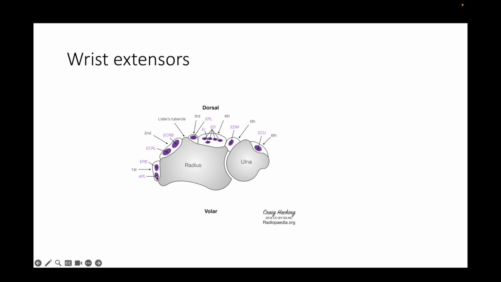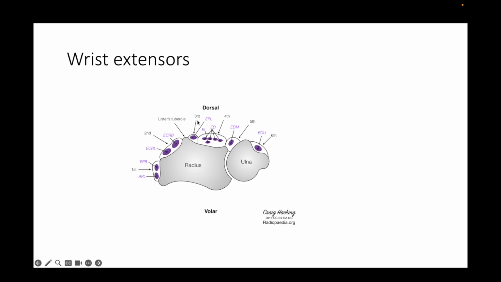And the first one has the abductor pollicis longus, extensor pollicis brevis, extensor carpi radialis longus, extensor carpi radialis brevis, extensor pollicis longus, and then extensor indicis and extensor digitorum tendons. You then got your extensor digiti minimi, and then your extensor carpi ulnaris tendon. And the way to remember this is abductor pollicis longus, so it goes longus, brevis, longus, brevis, longus.